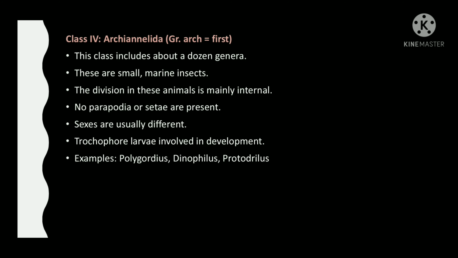Archiannelida. This class includes about a dozen genera. These are small marine animals. The division in these animals is mainly internal. No parapodia or setae are present. Sexes are usually separate. Trochophore larvae are involved in development. Examples: Polygordius, Dinophilus, Protodrilus.